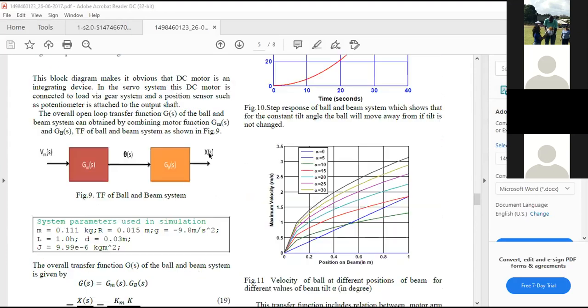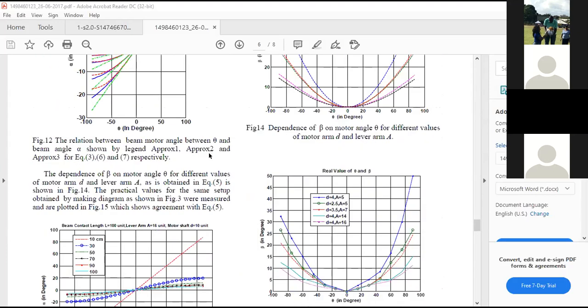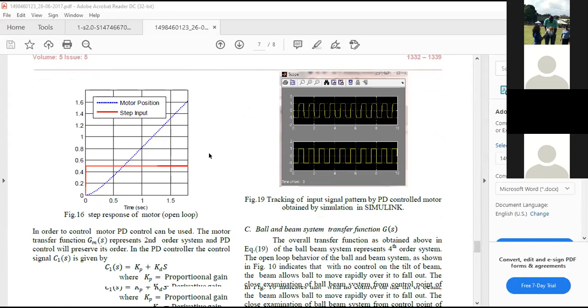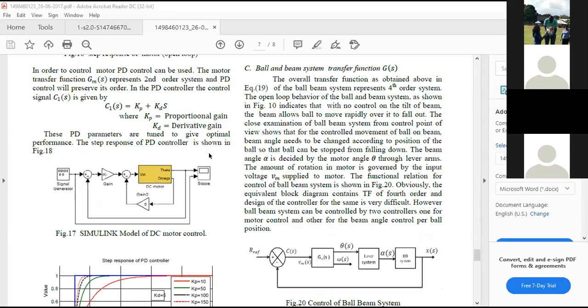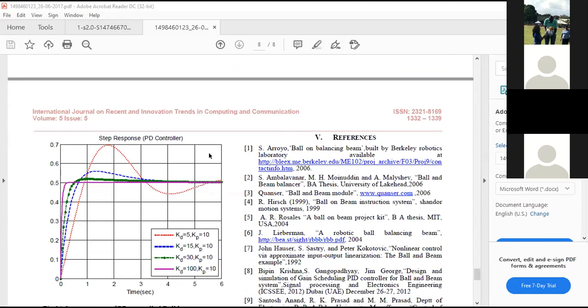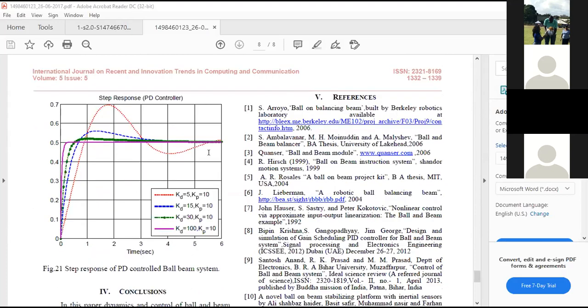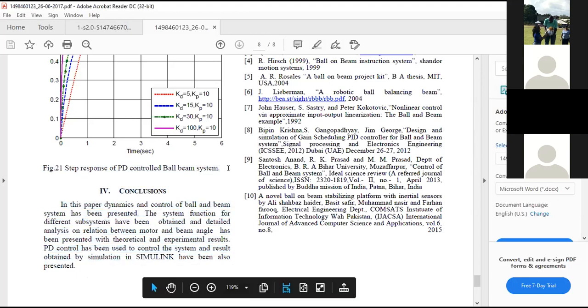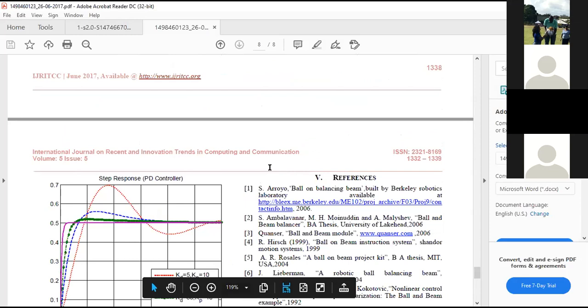Then when you get the model and the transfer function for the model, we're going to ask you to apply the three different methods of control that we talk about: PID, pole placement, and linear quadratic regulator. And then we're going to come up with the conclusion. And like I say, your references are already written.